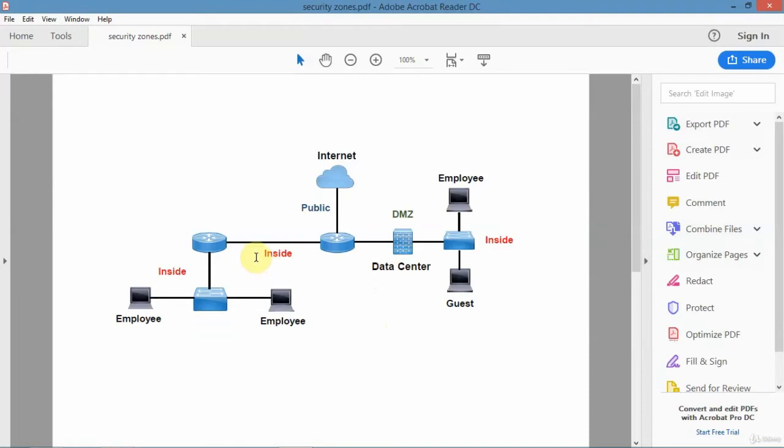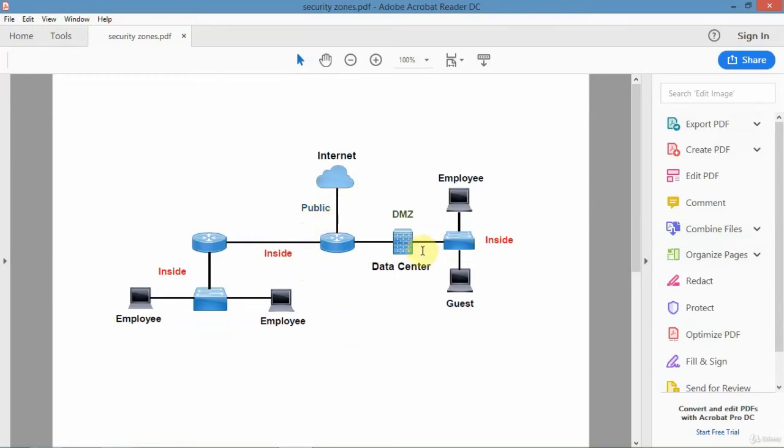So if you have an inside private address, it can't be routed across the internet. So it creates a demarcation there, where any packets derived from the inside network have to be translated to a public address to be sent across the internet. So there's definitely a security zone there between inside and public.